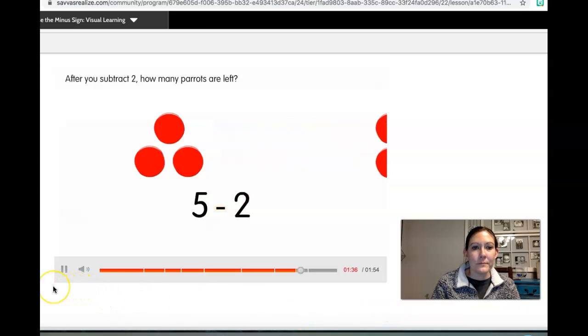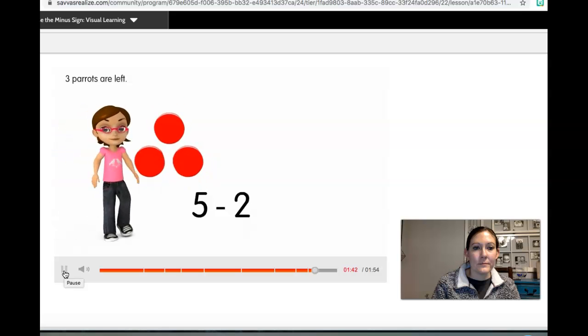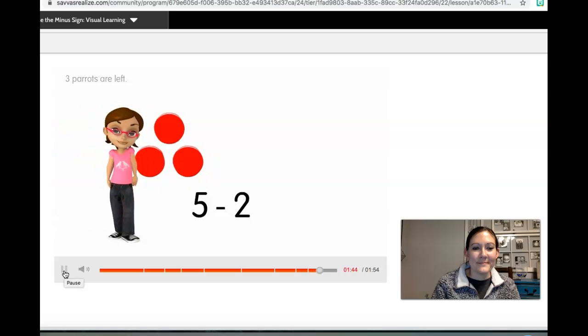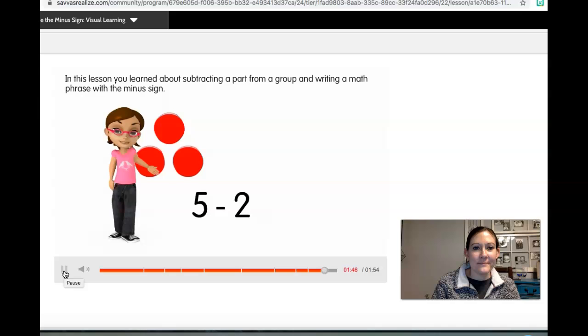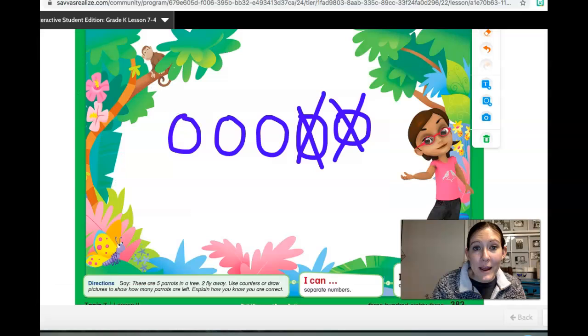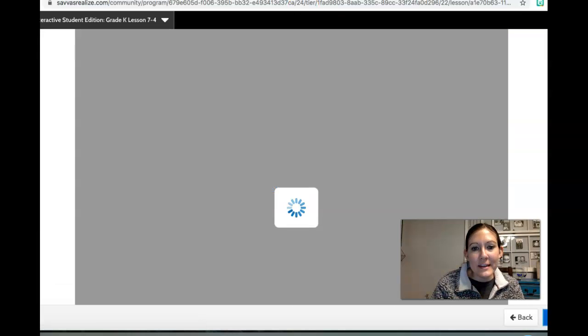After you subtract 2, how many parrots are left? 3 parrots are left. In this lesson, you learned about subtracting a part from a group and writing a math phrase with the minus sign. Let's get some practice together. In your math paper, turn to the next page.